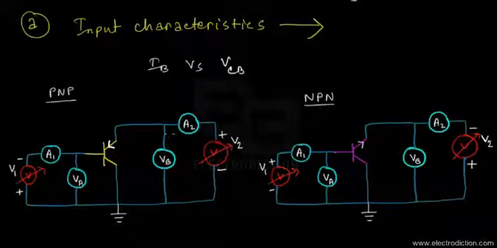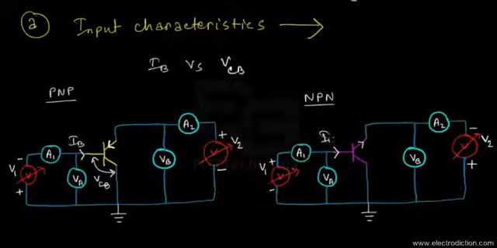What we're going to measure here is the collector base bias voltage that's going to occur right over here. I'm just going to write it down, and of course the input base current, that's IB, and the same goes for the NPN counterpart of this BJT. So there you go, that's IB, and of course here is VCB.